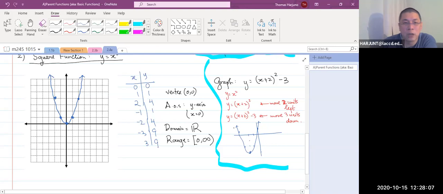For now, I just want to remind you that the important coordinates for this square function are these 5 coordinates here. Remember the movement: 1 to the right, up 1, 2 to the right from the vertex, up 4.